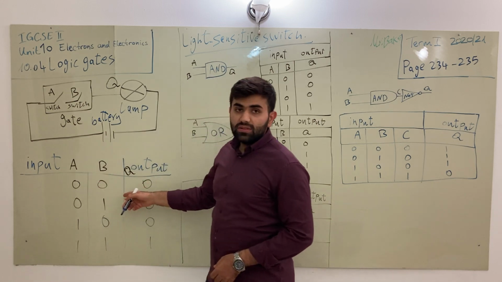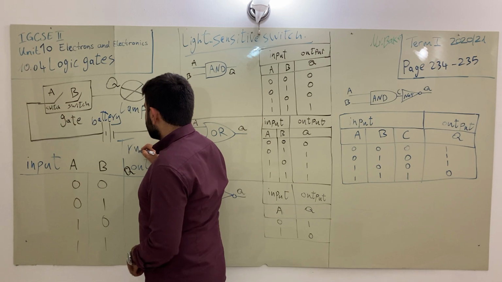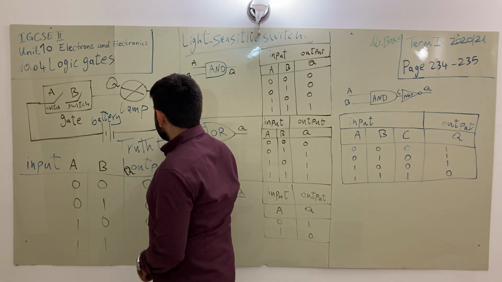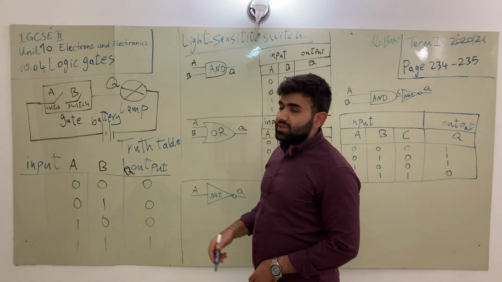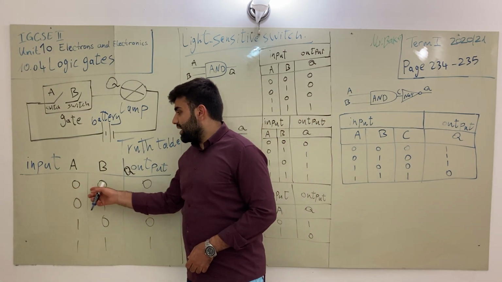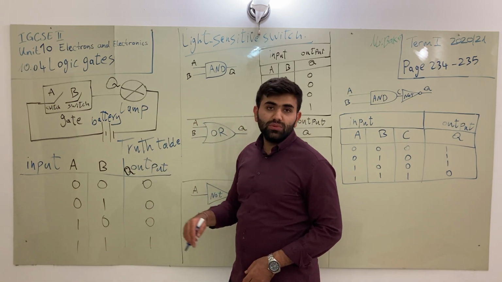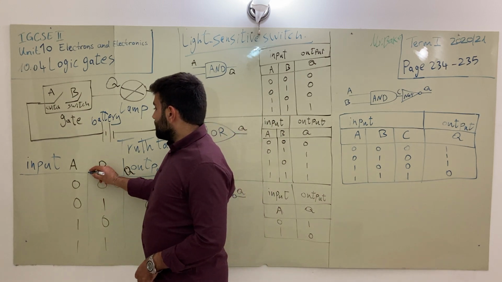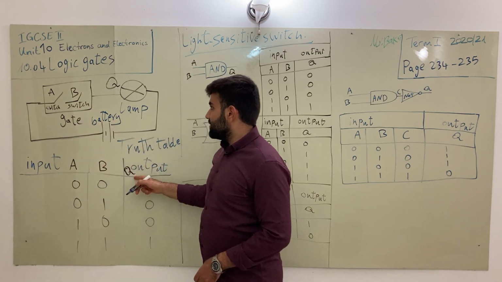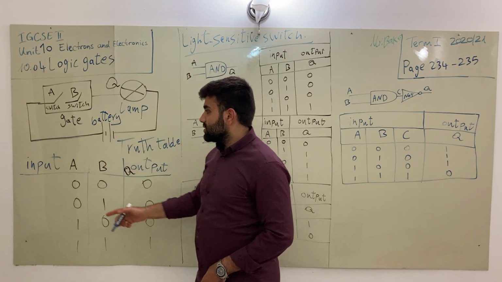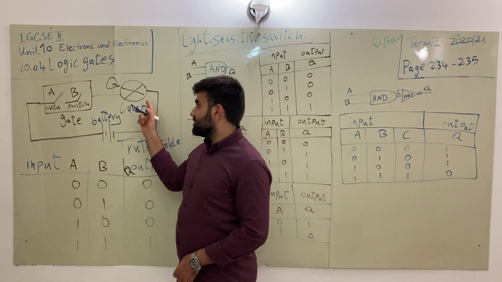So here we have something called the truth table. This truth table gives us each case of the switches' input and what the output will be. For example, here we have switch A and switch B, and Q is the output. So the inputs are A and B, and the output will be this lamp, the Q.